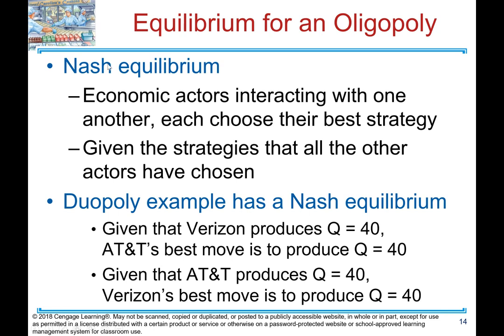Equilibrium for an oligopoly. Let's look at Nash equilibrium. What is Nash equilibrium? Economic actors interacting with one another each choose their best strategy, given the strategy that all the other actors have chosen. In the case of the duopoly example, the duopoly has a Nash equilibrium. Given that Verizon produces output equal to 40, AT&T's best move is to produce 40. Given that AT&T produces 40, Verizon's best move is to produce 40.